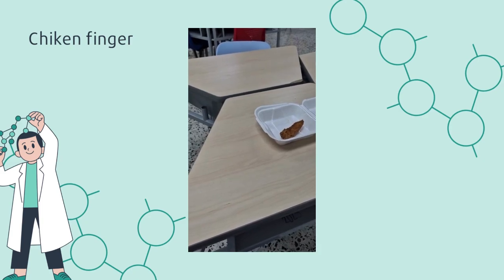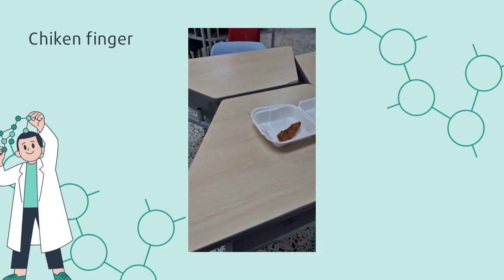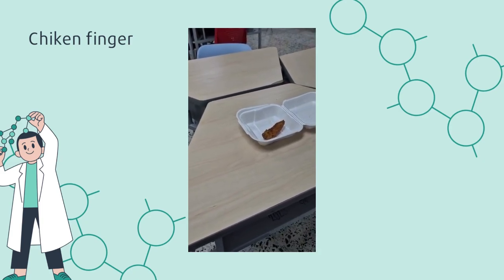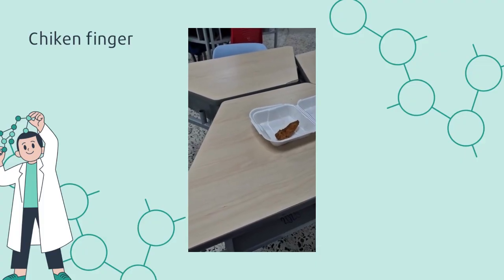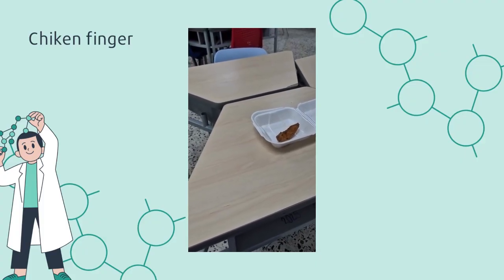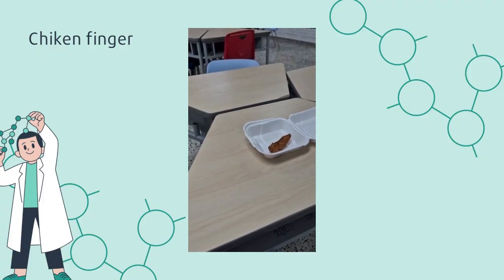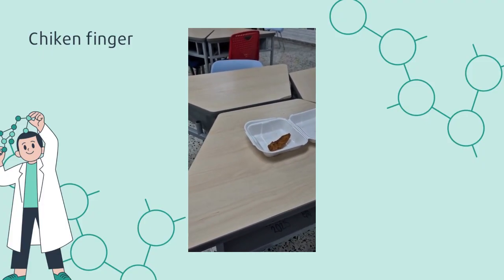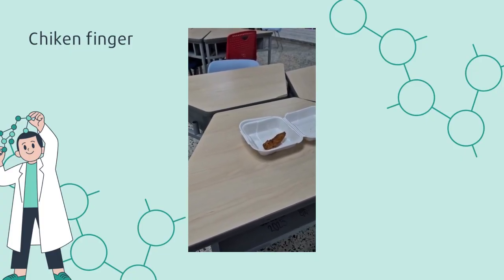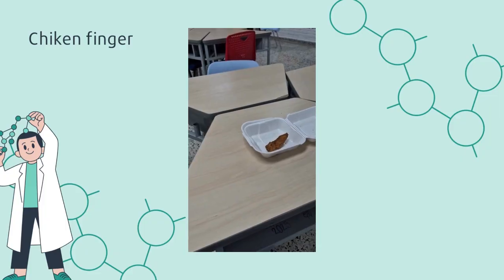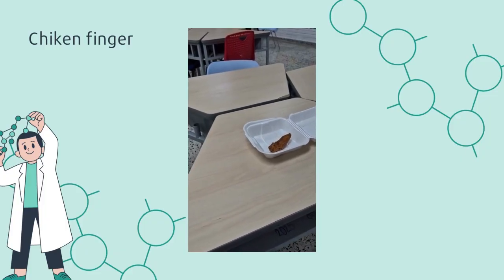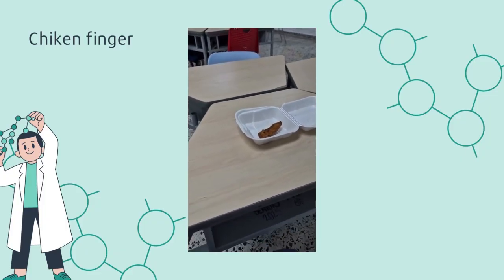When cooking, proteins undergo denaturation, changing their structure, and a Maillard reaction between amino acids and sugars gives chicken fingers their tasty brown crust. Fats in the chicken finger are mainly triglycerides with the ester functional group, COO, which add flavor and moisture.